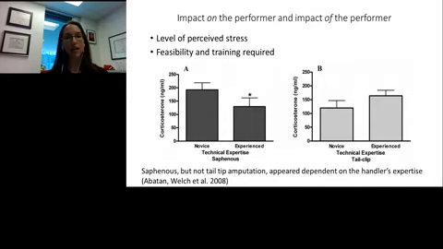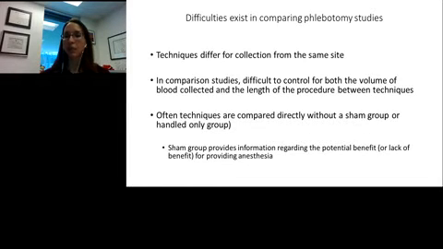So now that we've discussed how the phlebotomy method can impact the study animal and the data, as well as the performer and some of the ways that we can assess the impact on the animal, let's now talk about some of the difficulties that exist as we're trying to read and interpret the literature that's looked at phlebotomy methods in mice. There are several difficulties when you're someone who's interested in either animal welfare or just picking the most appropriate phlebotomy method for your study, and you're reading these papers.